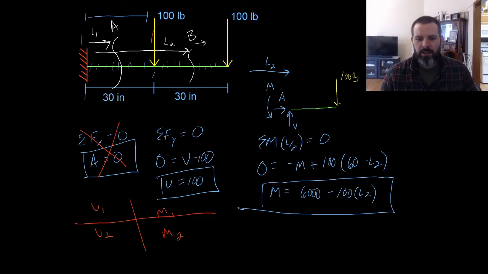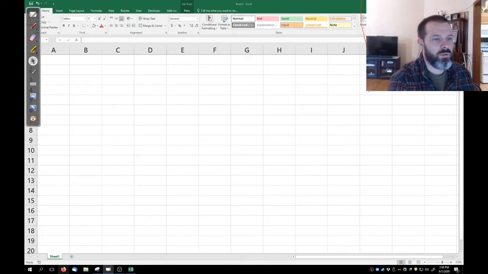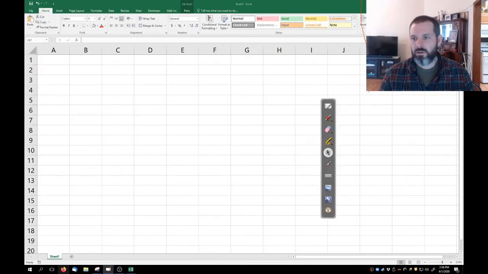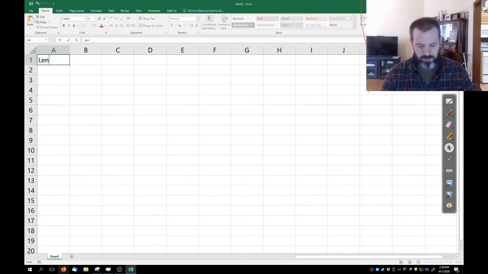So let's take these equations and do a little computer programming. To get started with this, we're going to create one column and we're going to call it length. And it's going to go from 0 to 60.